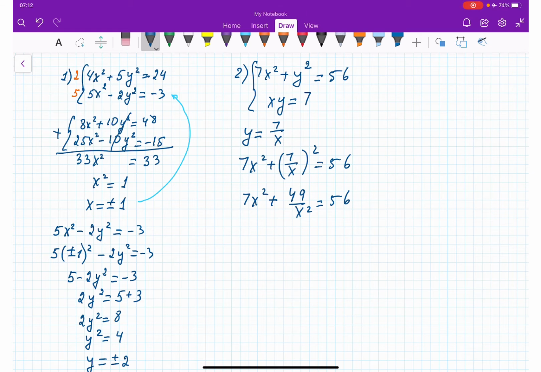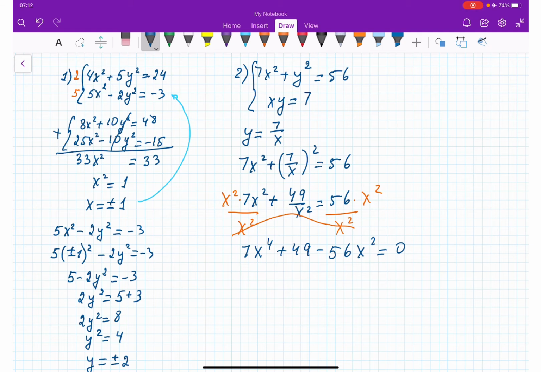Yes? We bring to a common denominator, which is going to be x squared, right? x squared here, x squared here, then x squared here, x squared here. So once every single term has the same common denominator, since it's an equation, we can drop it and write down 7x to the 4 plus 49 minus 56x squared is equal to 0.